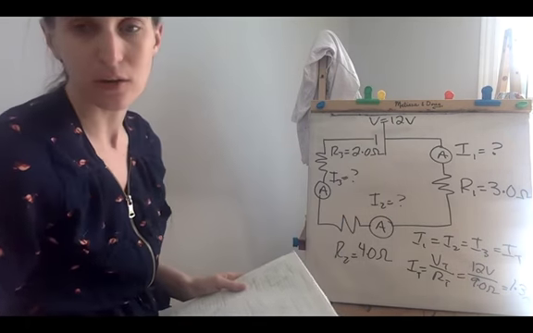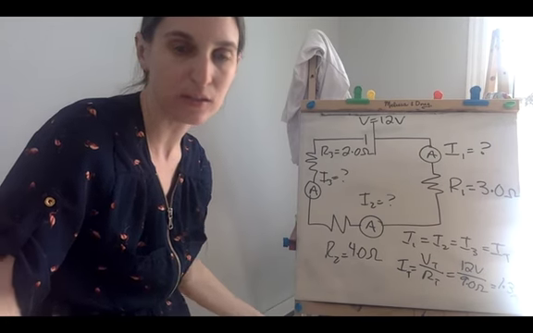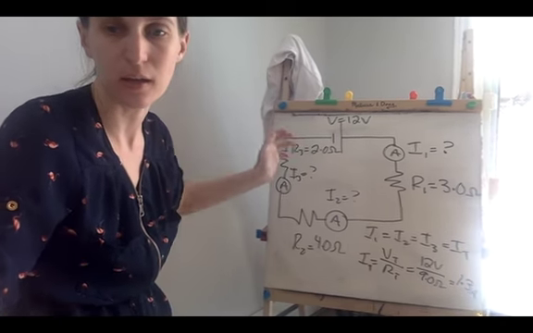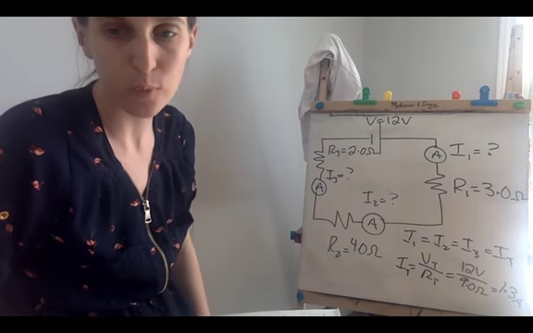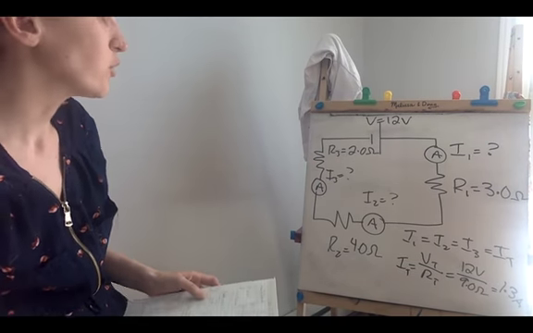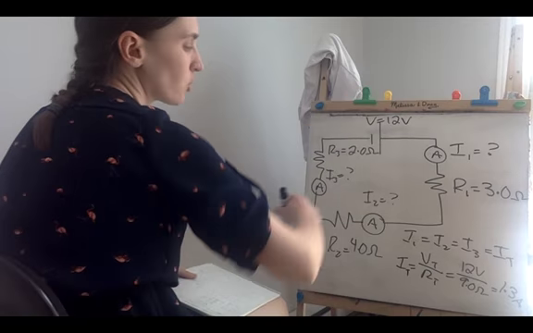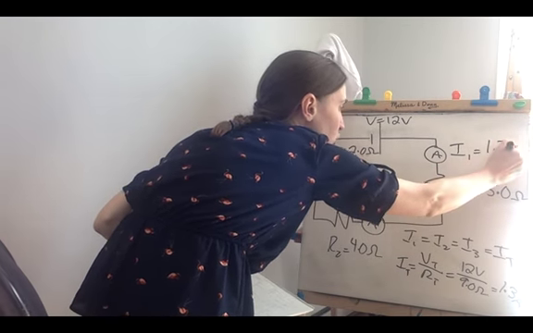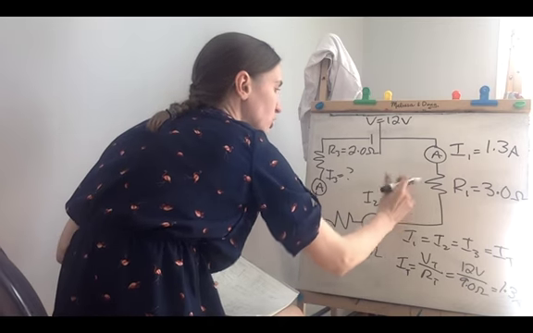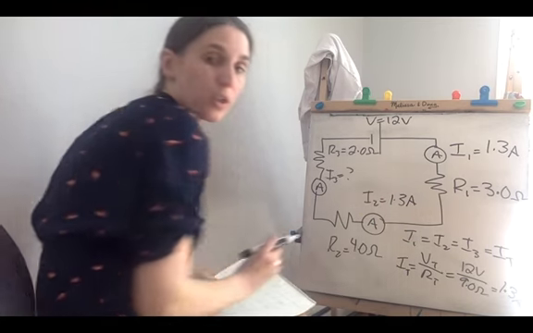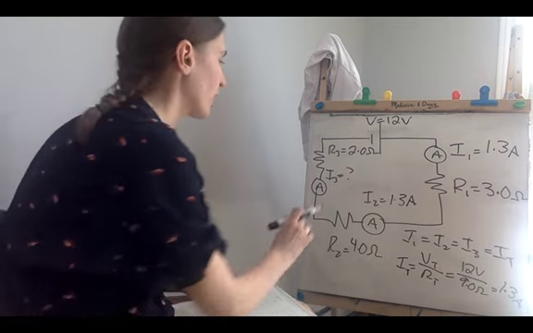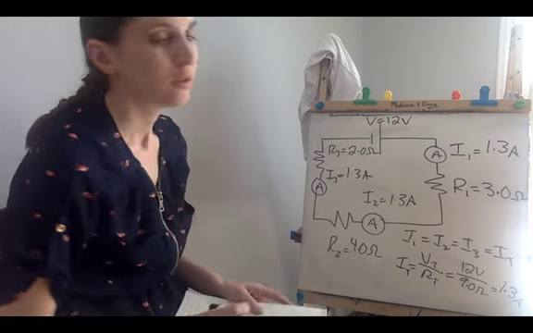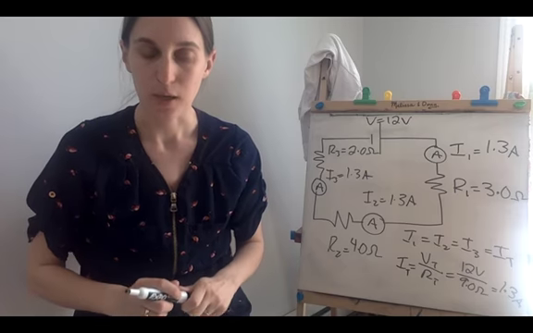amps or amperes. The sun has apparently decided to make this very tricky trying to see my board, but there you go, 1.3 amps would be the value. So again, because it's a series circuit, the current is the same everywhere, so our current at I1 is 1.3 amps, our current at I2 is also 1.3 amps, our current at I3 is 1.3 amps, and our total current flowing through that circuit is also 1.3 amps.